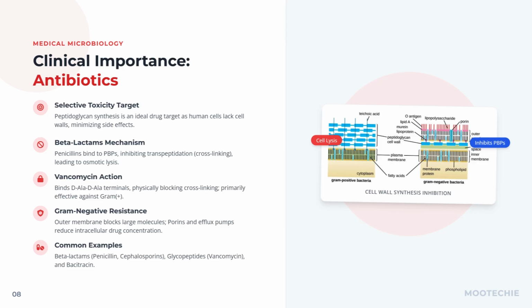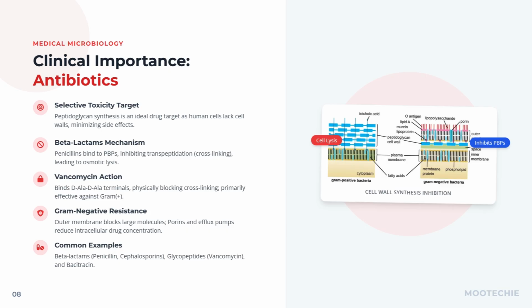Gram-negative resistance. Outer membrane blocks large molecules, porins and efflux pumps reduce intracellular drug concentration. This is a major clinical challenge. The gram-negative outer membrane acts as a formidable gatekeeper, and the bacteria have pumps to eject any drug that does get in. Common examples: beta-lactams like penicillin and cephalosporins, glycopeptides like vancomycin and bacitracin.